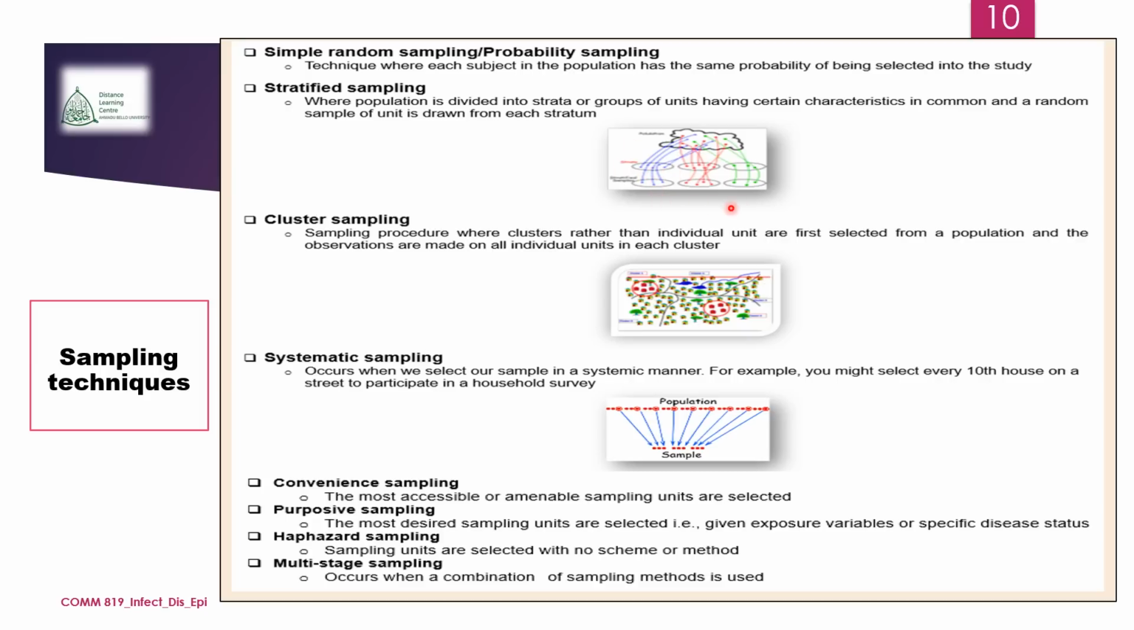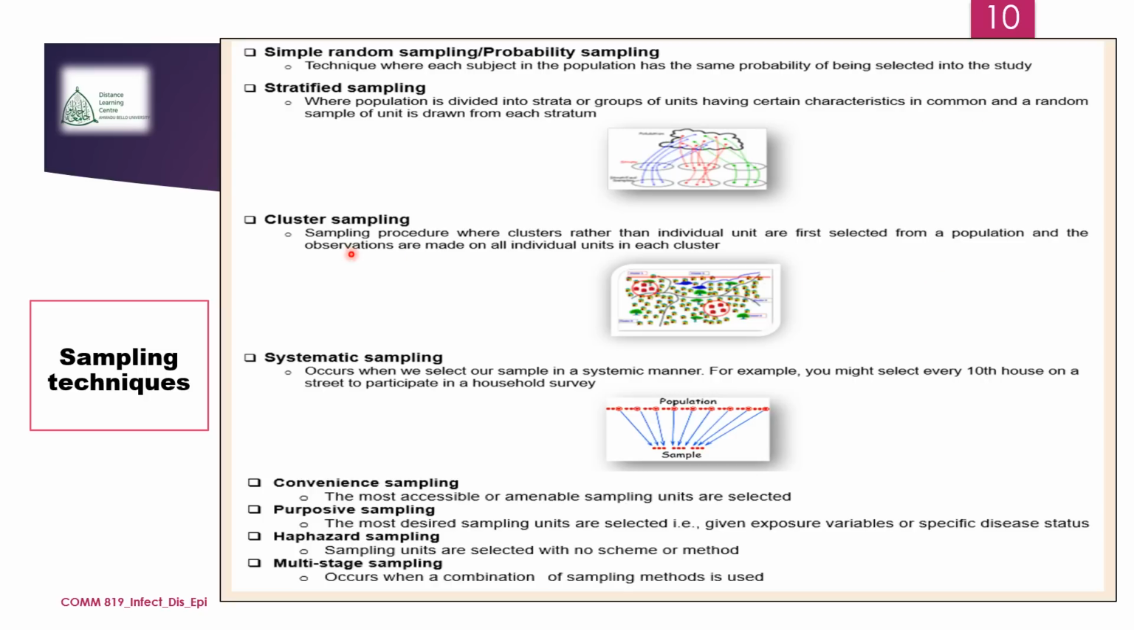Okay, so at the end of the day, you now have a representative sample number that represents the overall population. So this is stratified sampling, and it's usually a very good sampling technique for field epidemiologists.